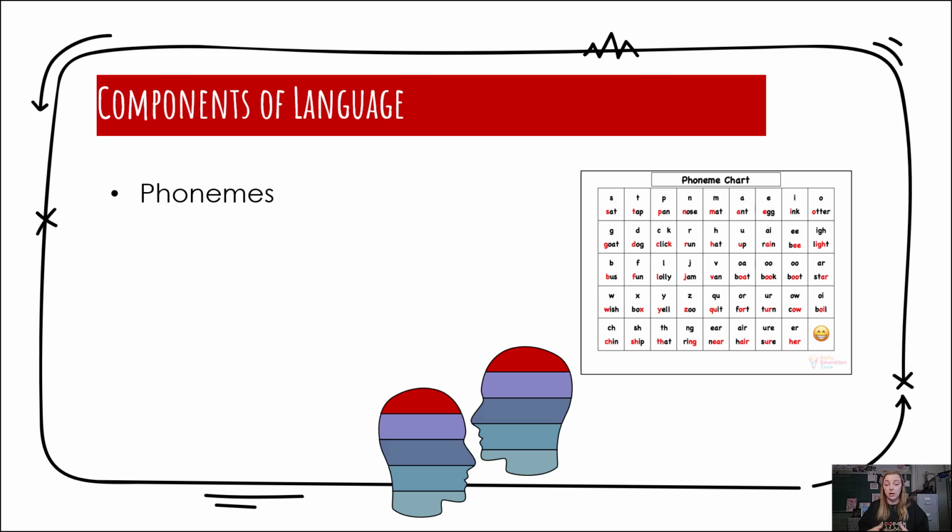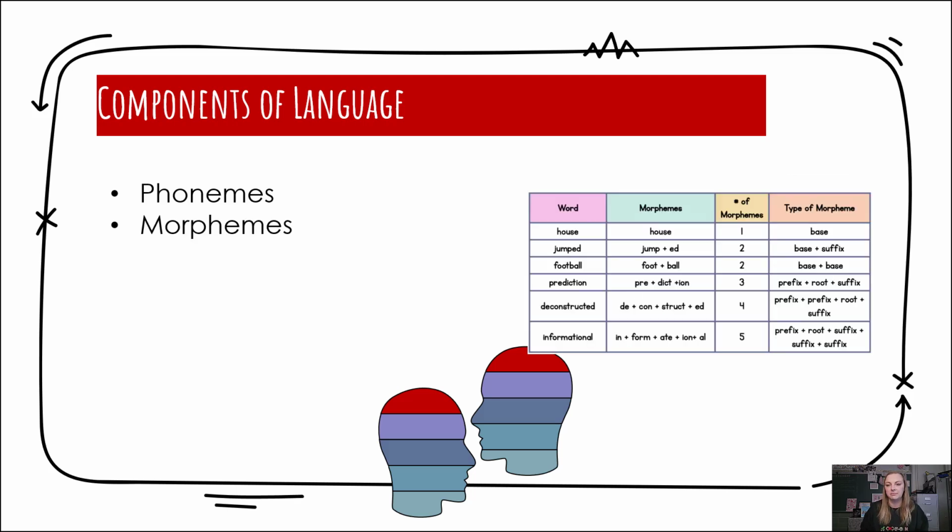Sometimes those sounds are more than one letter long, right? Like air is a sound, but that is one phoneme. These are different from syllables, as syllables can sometimes include more than one sound, but phonemes are one sound that we are hearing. The next unit is morphemes.